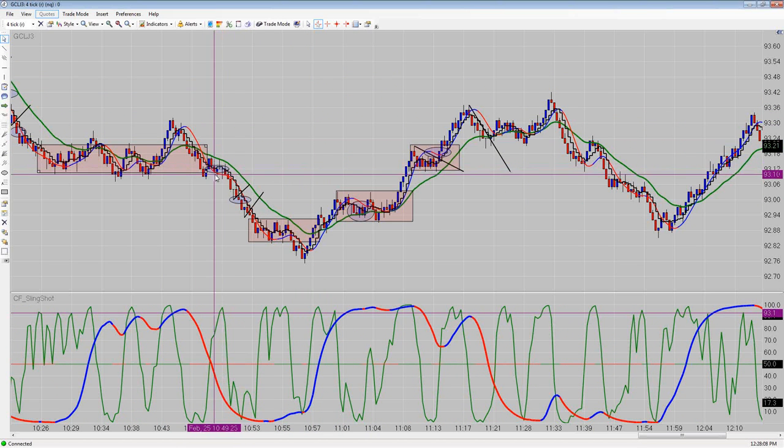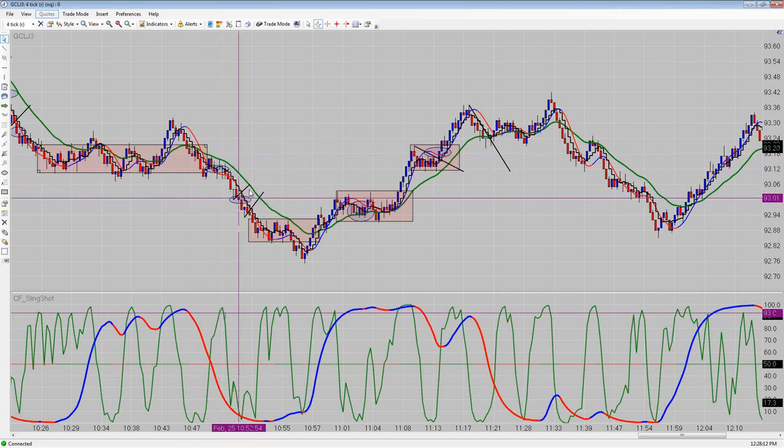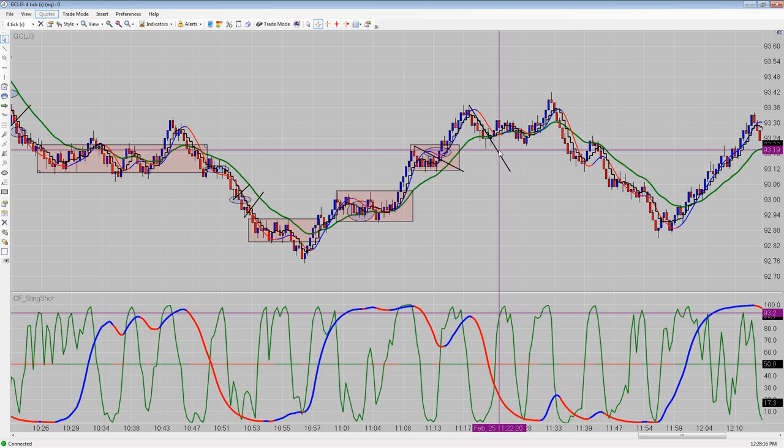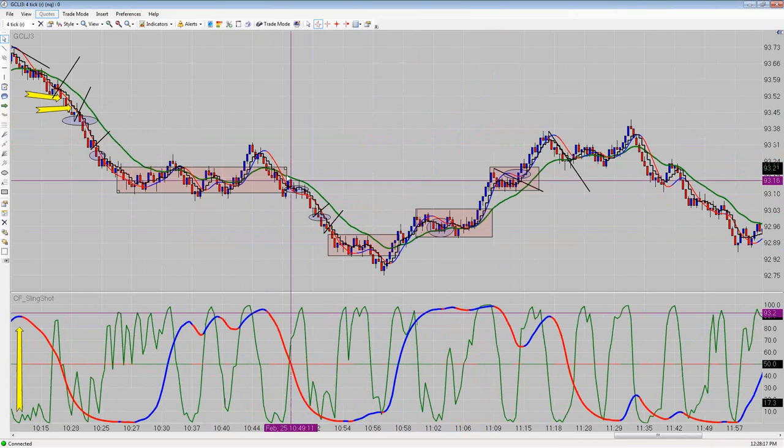But anyway, right over here we had a bearish cross, tested the BBC with a down close with bearish divergence. You could have shorted right in there. You could have shorted there and there. I didn't get any of these. I didn't get any of those trades this morning.